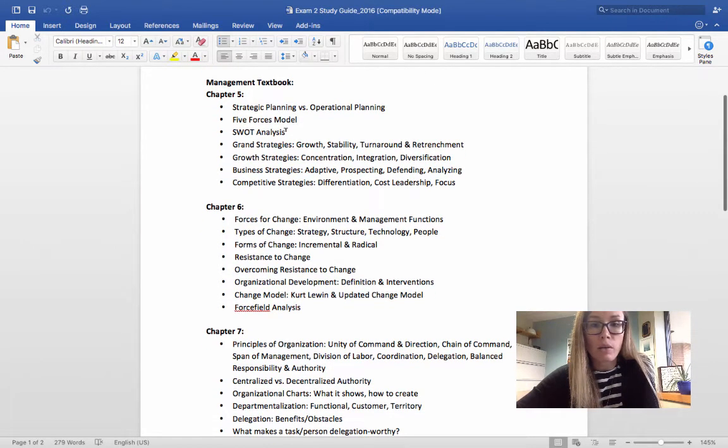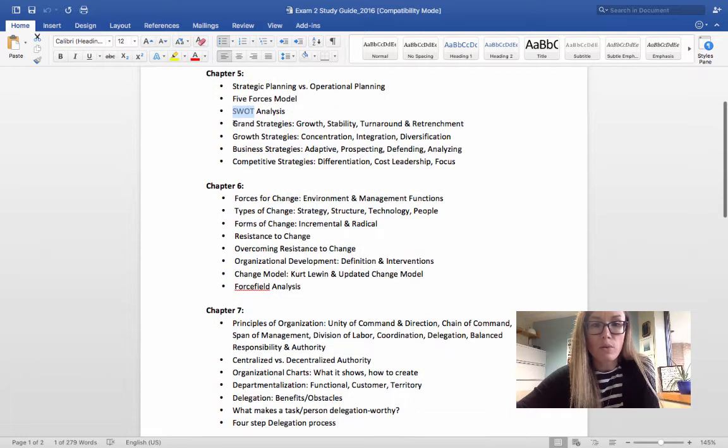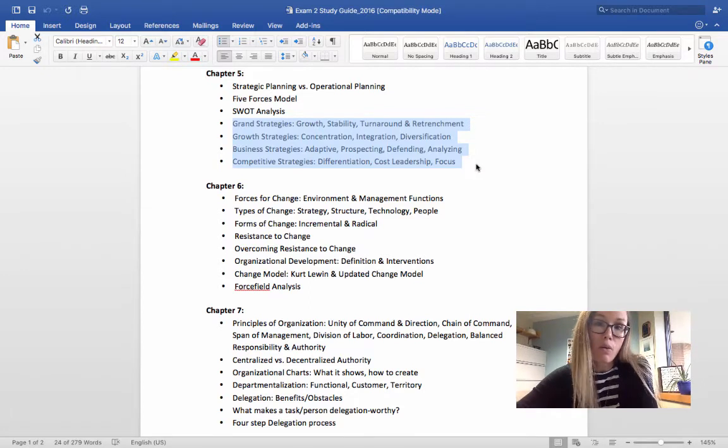SWOT analysis, knowing what the different components are, thinking about strengths, weaknesses, opportunities, and threats. Strengths and weaknesses are internal, opportunities and threats are external, so know the difference. And then we have this whole big chunk of strategies. My best suggestion would be to make sure you know what they are and then also be able to identify them from some examples.